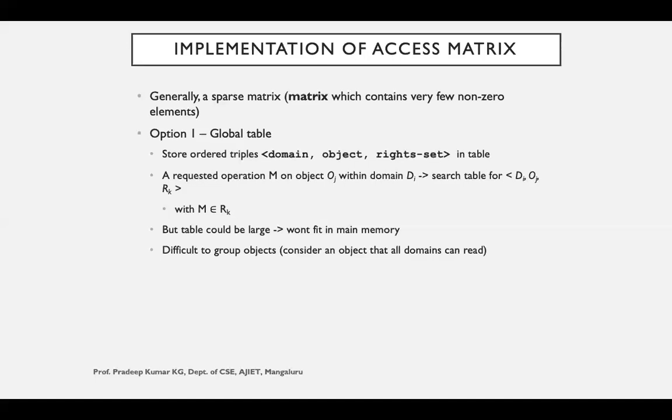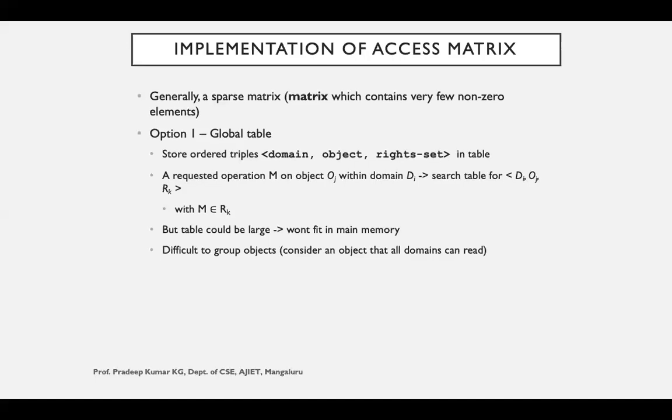In general it is a sparse matrix because only a few cells will have non-zero elements. So what are those non-zero elements? Nothing but read, write, print, that is, the access permissions. That is one kind of implementation. So in general, we can implement all these access permissions in the form of a matrix, and that matrix may be a sparse matrix because it may not be the case that at all times all the domains will have access permissions for all the objects. So that's why it may be a sparse matrix.